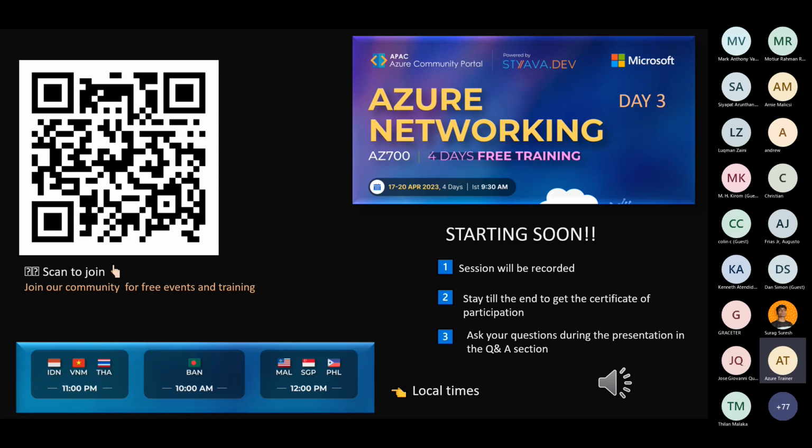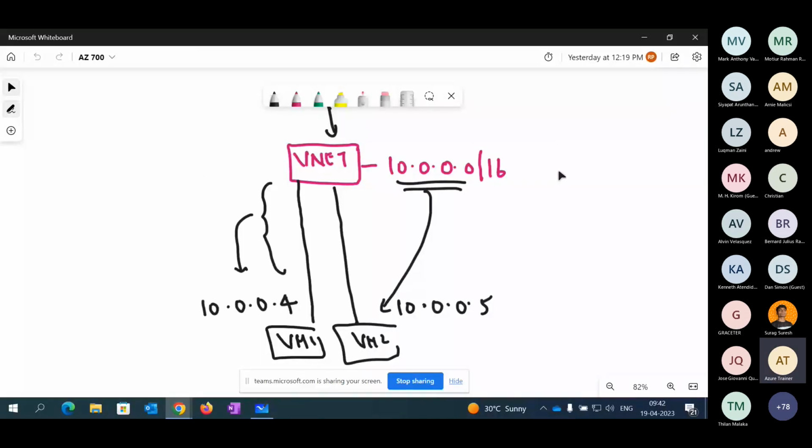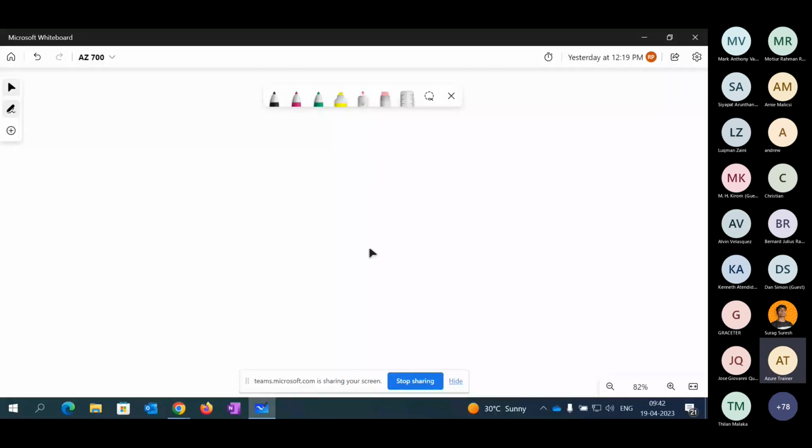Good morning and happy Wednesday to everyone. Welcome to the AZ-700 day three session. Yesterday we were focusing more on the VNet part. We saw how a public IP address is assigned, in which situation we use a public IP address, how it can be associated and disassociated, in which scenario you would use it, and we learned about how connectivity is made. These are the topics we have discussed so far.